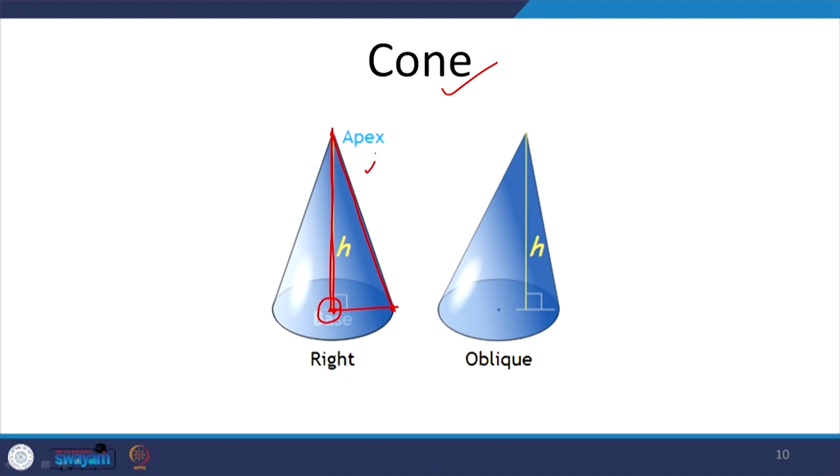In the cone, again, cone is a type of pyramid. So, what we have? Base is a circle, the apex, we have an axis of height h, and there will be a radius to the base, which is the definition of its size, the base radius.